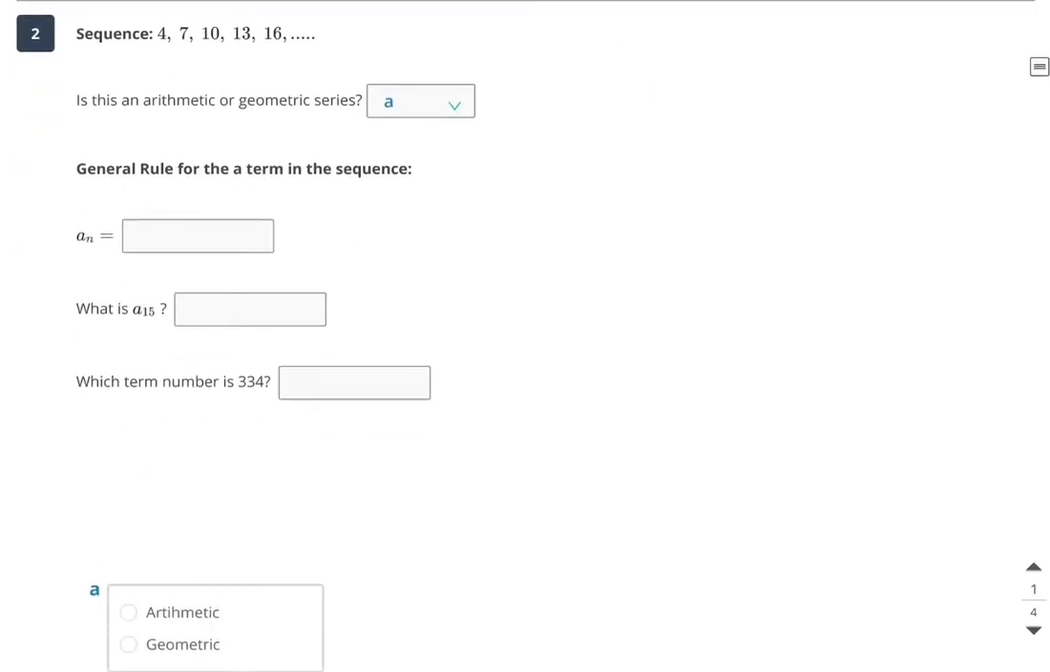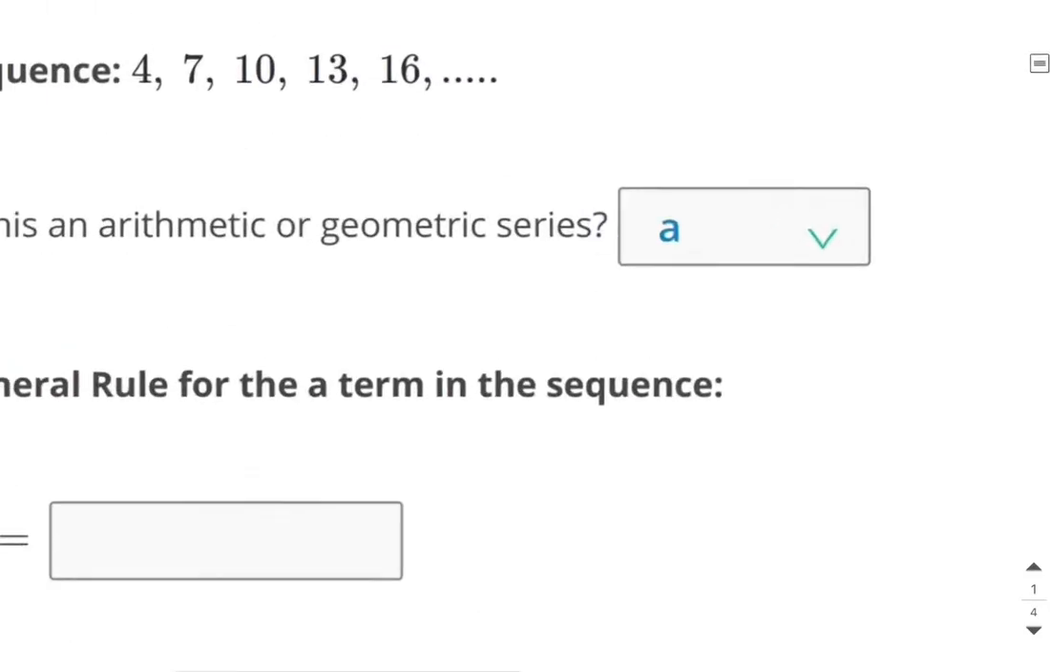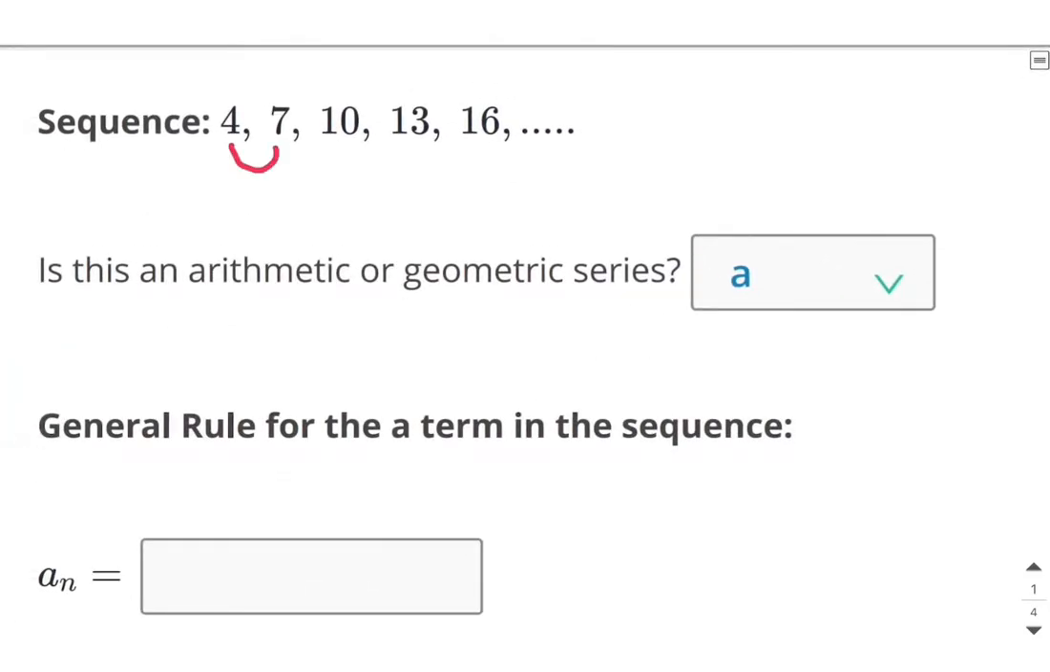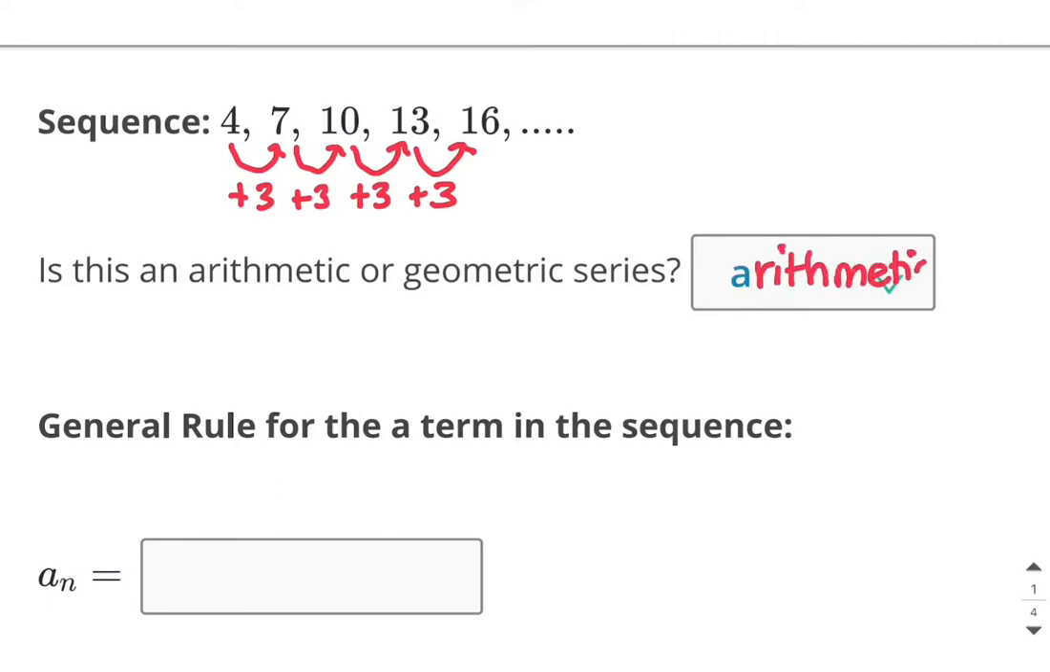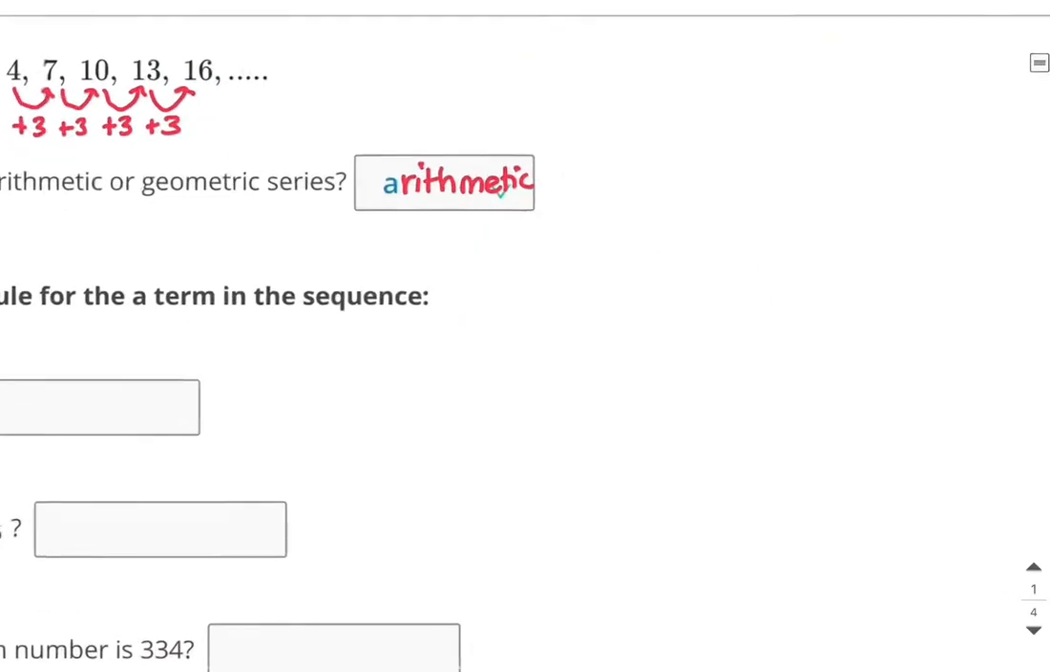Number 2, I have a sequence that was given to me: 4, 7, 10, 13, 16. I want to know, is this arithmetic or geometric? I want to find what's the pattern as I go from term to term. From 4 to 7, 7 to 10, 10 to 13, 13 to 16, I'm adding 3. That's the pattern. Each time I'm adding 3. So this is an arithmetic sequence.